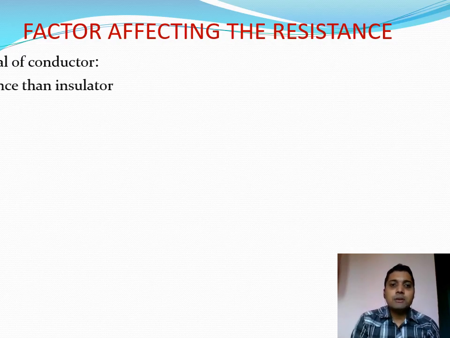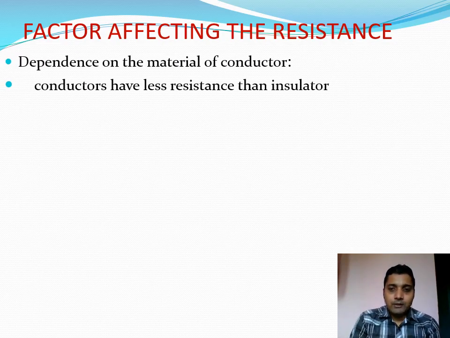So here the first one is the material. As we have discussed before, the resistance of a conductor is very low, a semiconductor a little bit more, and in the case of a non-metal or insulator the resistance is very high. Conductor means which will allow current to pass, which are metals. Insulator means which will not allow current to pass, which are non-metals. So conductors have less resistance, insulators have more resistance. That means resistance depends upon the material.